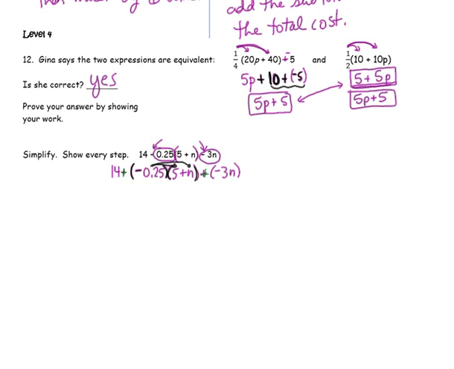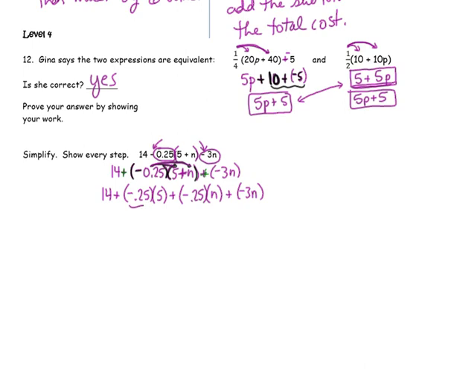And remember that it is negative. So I'm going to bring down the 14 plus, and I need negative 0.25 times the first term, which is 5, plus negative 0.25 times the second term, which is n. Okay, so that's distributing to the first and the second term. Then I'm just going to bring down the plus negative 3n.